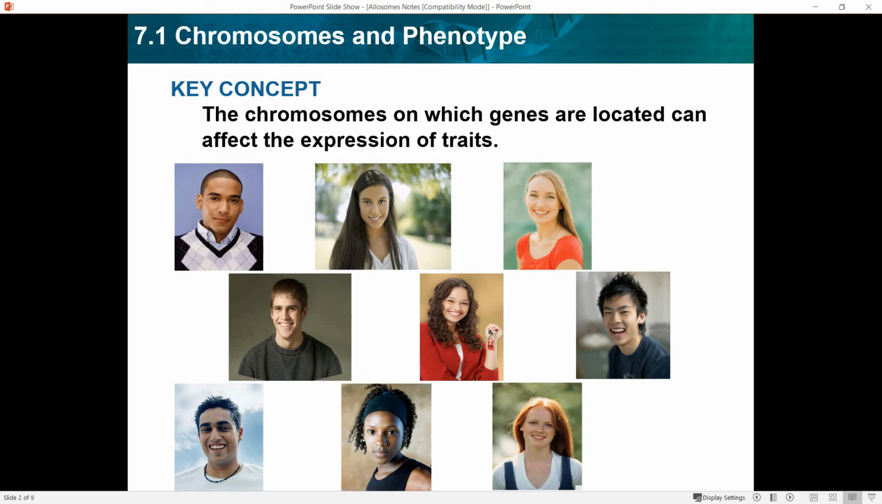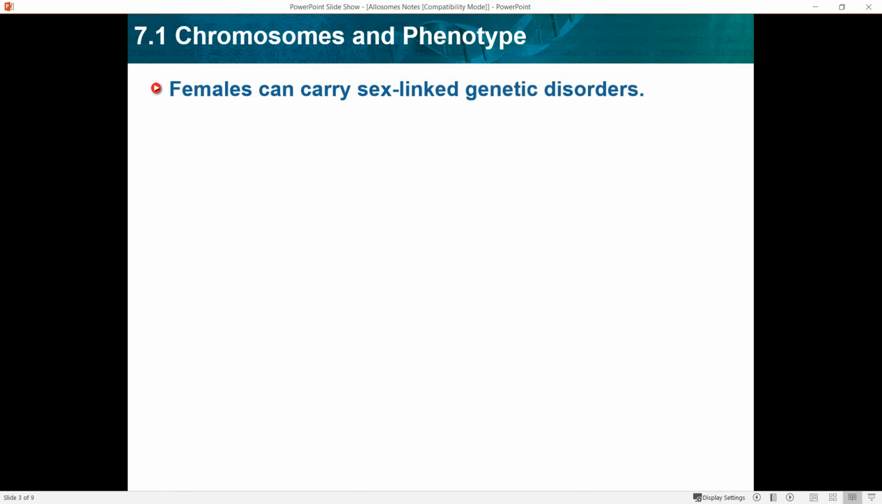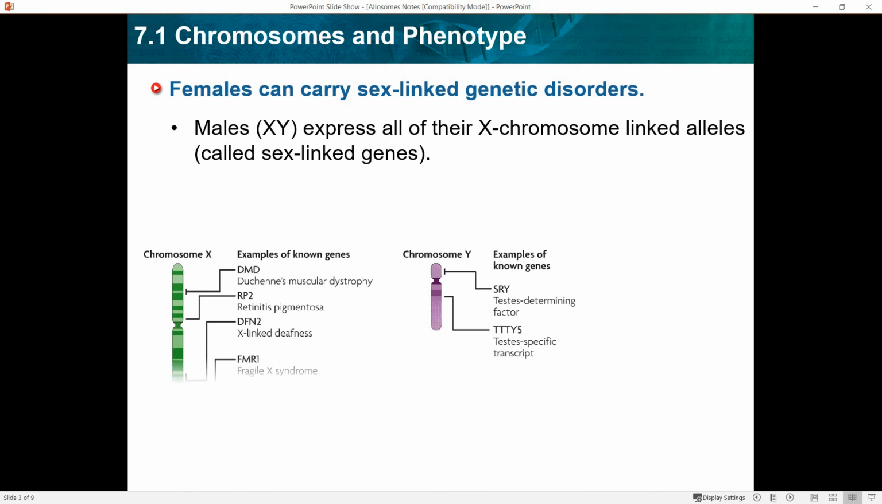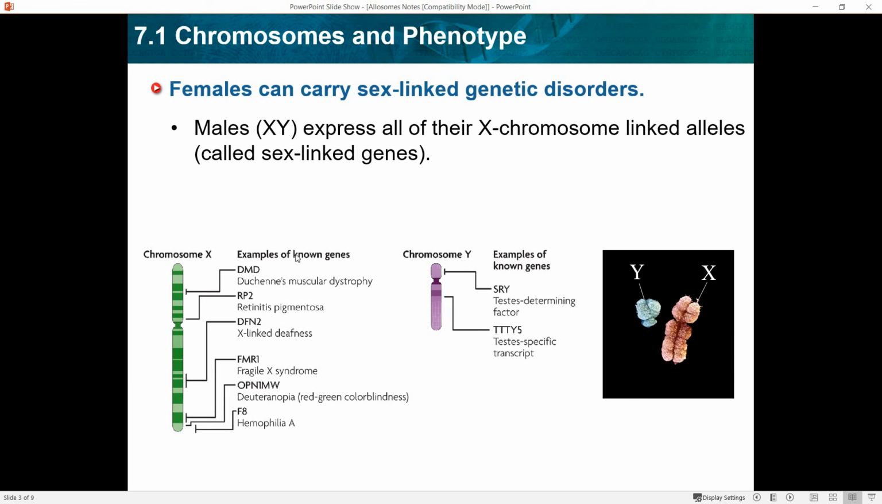Okay, so now we're going to look at sex-linked traits. Sex-linked traits have to do with which chromosomes genes are located on, specifically the sex chromosomes. So basically, males have one X chromosome, one Y chromosome. Females have 2 X chromosomes.